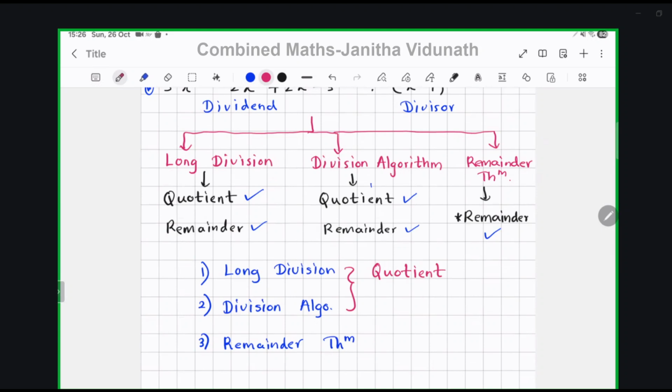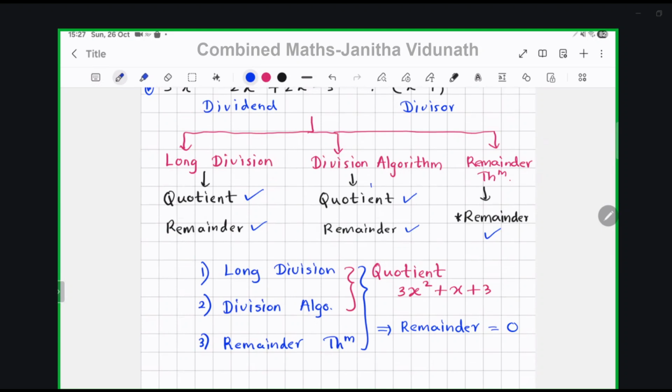From these two methods, you can find the quotient as 3x square plus x plus 3. And from any method, you can find the remainder as 0. Remainder is 0 and quotient is 3x square plus x plus 3.